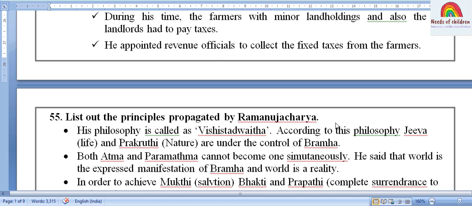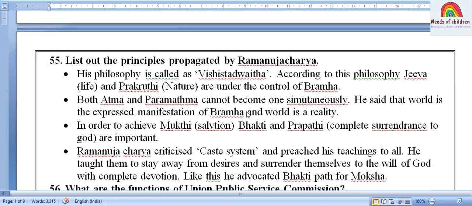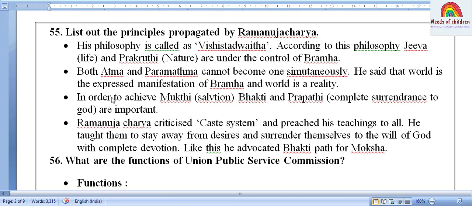So this question is from the 9th standard history part, belongs to the lesson Religious Promoters and Social Reformers. So let's come to the answer for this question. His philosophy is called Visishtadvaita. According to this philosophy, Jiva means life and Prakriti like nature are under the control of Brahma. Both Atma and Paramatma cannot become one simultaneously. He said that word is the expressed manifestation of Brahma and word is a reality.